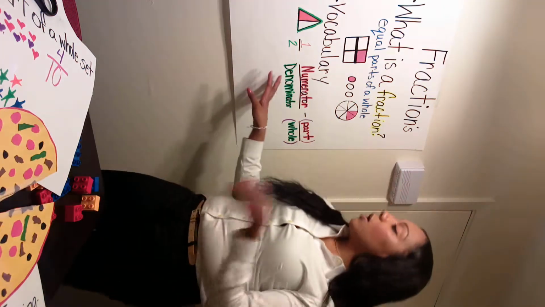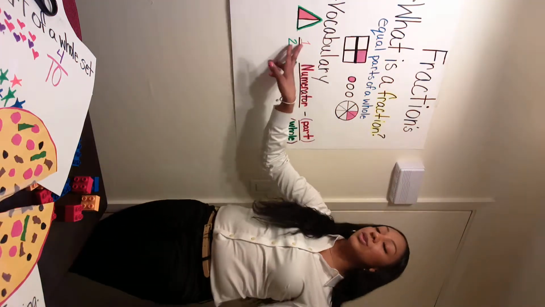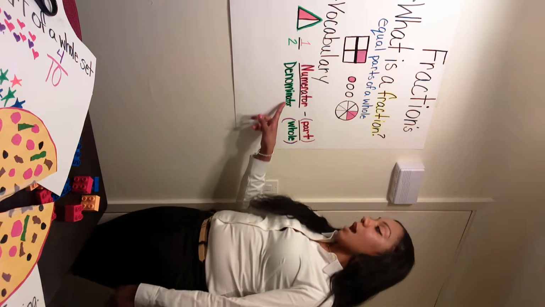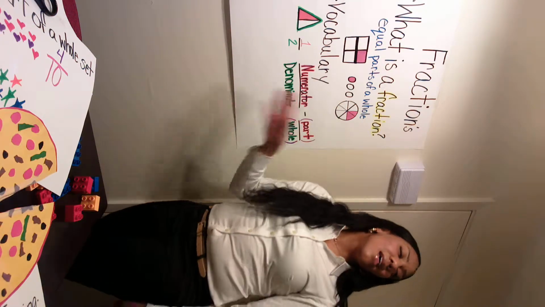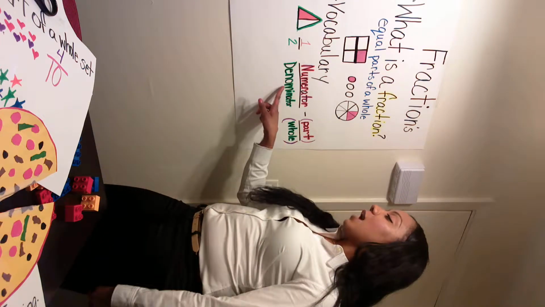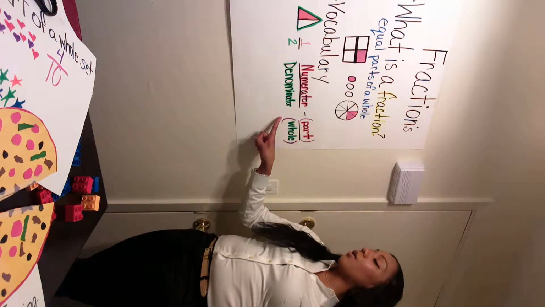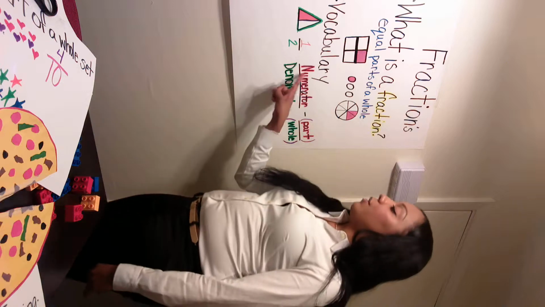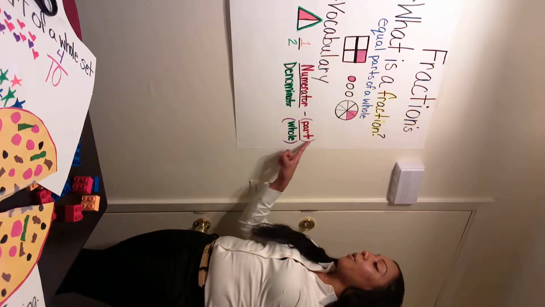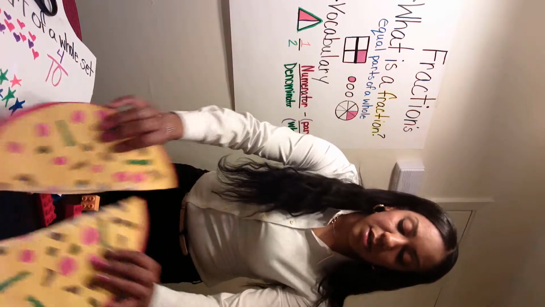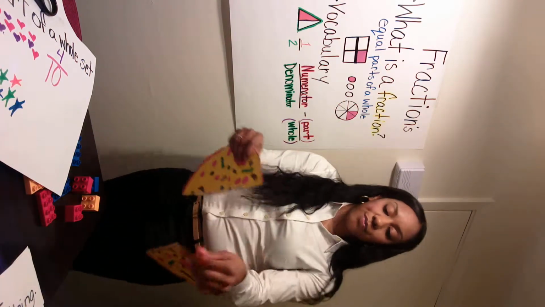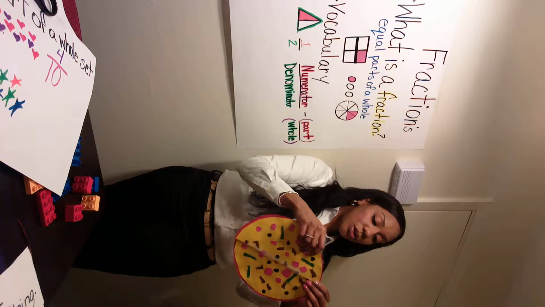All right, so a fraction has two numbers. There's a denominator and a numerator. Those are big terms, right? Let's break that on down. A denominator is also called the whole. The numerator is the part of the whole. Let's explain that. So, the whole. I have a whole pizza.